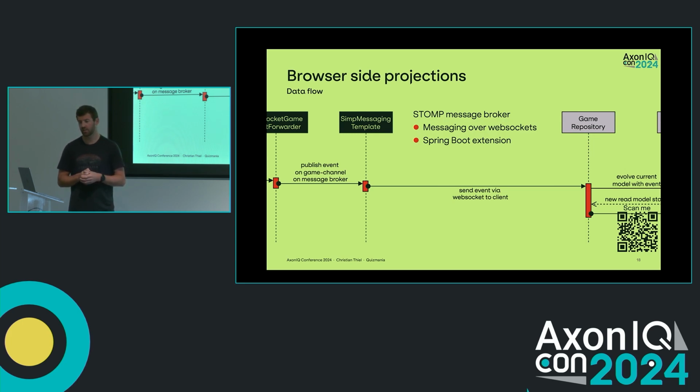So what I'm using in my application is a STOMP message broker. STOMP is short for Simple Text Oriented Messaging Protocol.